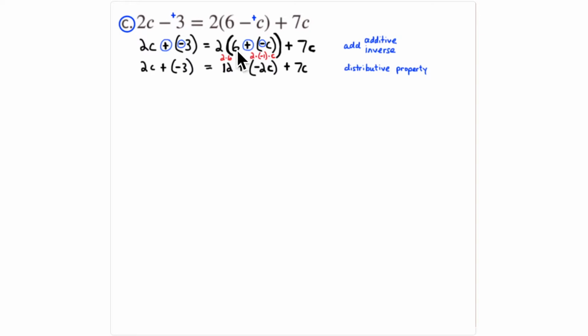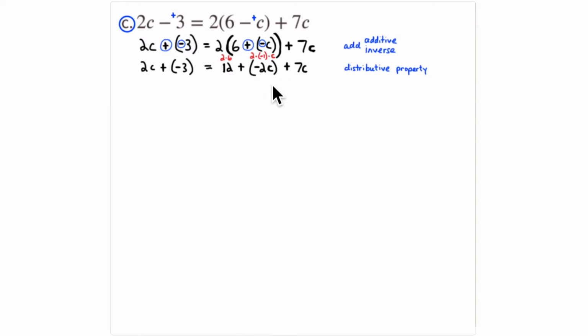So if I have 6 things in 2 groups, if I imagine taking 6 things out of 2 different boxes, I'm going to have a total of 12 things. And if I have a negative c in 2 groups, I'm going to have 2 negative c's or a negative 2c. So that's using the distributive property. 2 times 6 is 12, and 2 times a negative c is a negative 2c. And so the like terms are right next to each other, so I don't have to use the commutative property at all.